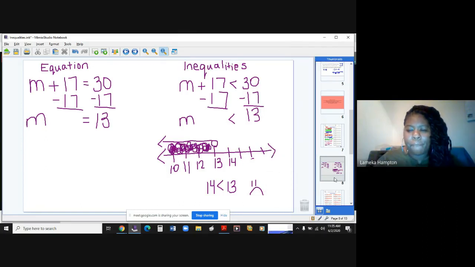All right. So now we're going to jump into two-step inequalities, and I'm going to show you why it's important for you to flip signs and all that other good stuff when you are multiplying and or dividing by negative numbers.